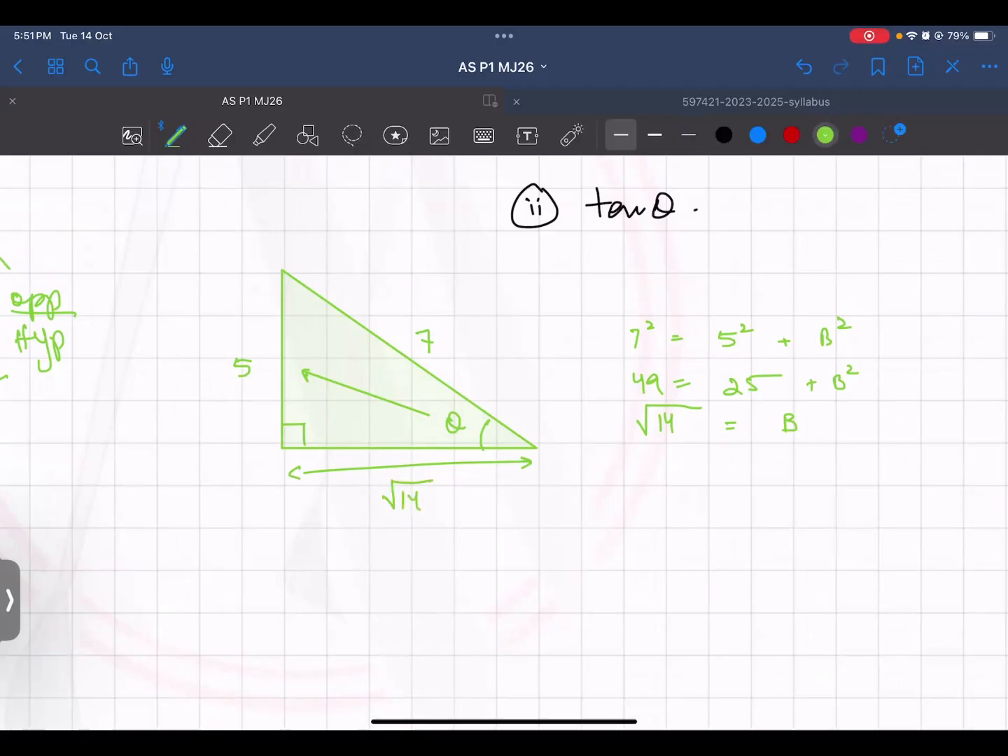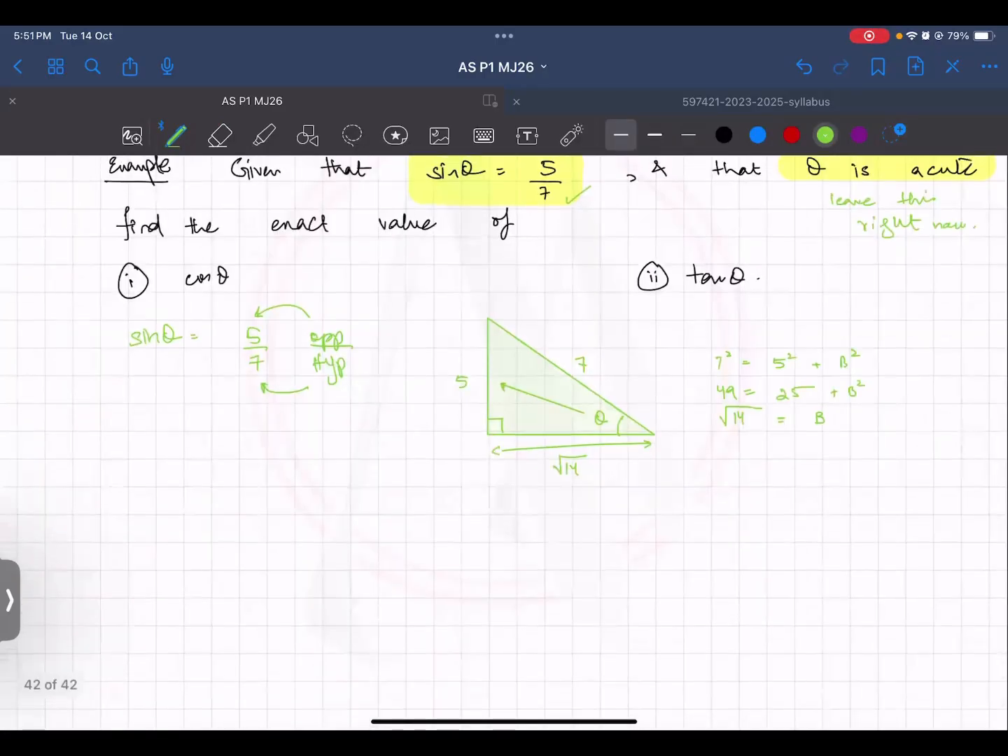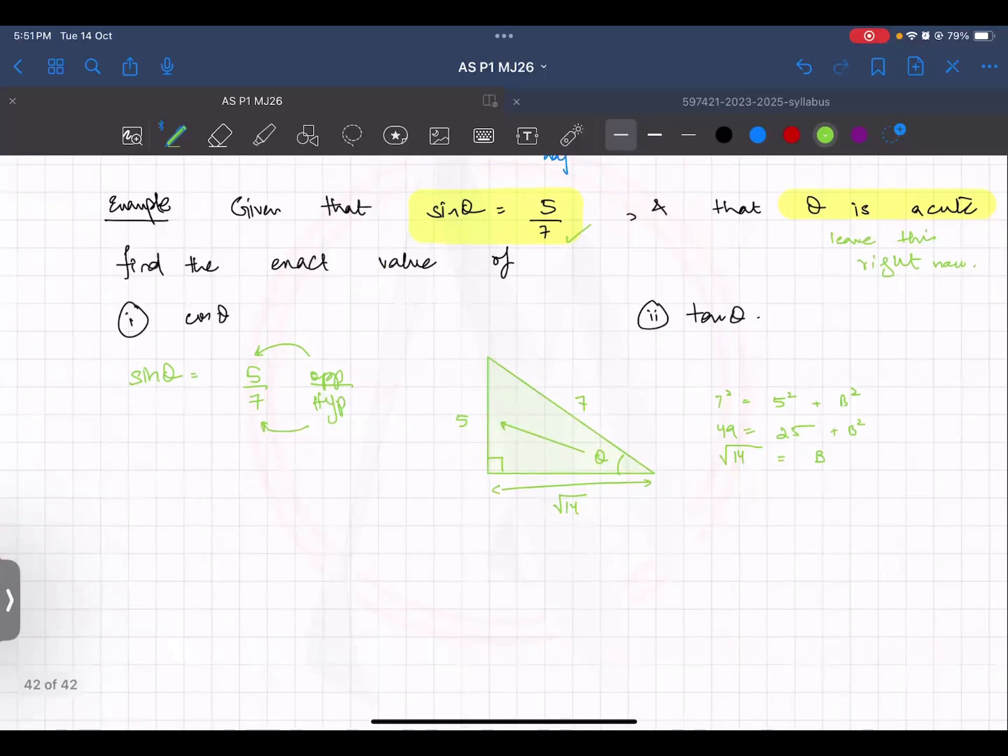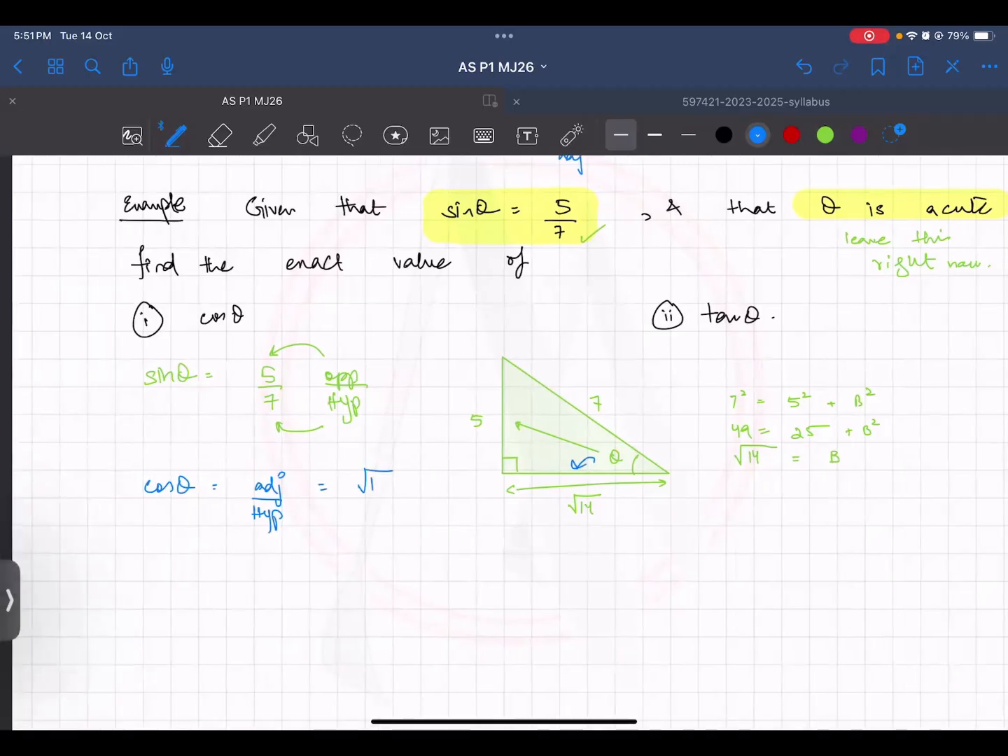square root of 14. And now you can easily find the values of sine theta and cos theta as well. Simple. So how? Sorry, we already have the sine theta. We can now find the value of cos theta and tan theta. So cos, we know it is equal to adjacent upon hypotenuse. And now we know the adjacent, we have found out. Adjacent is this, under root 14 divided by 7. This is your answer for cos theta.